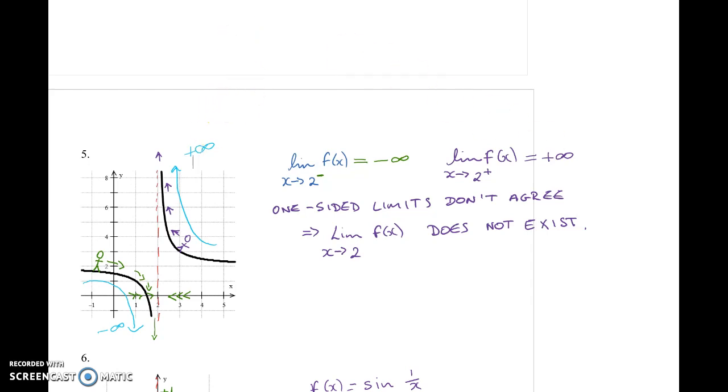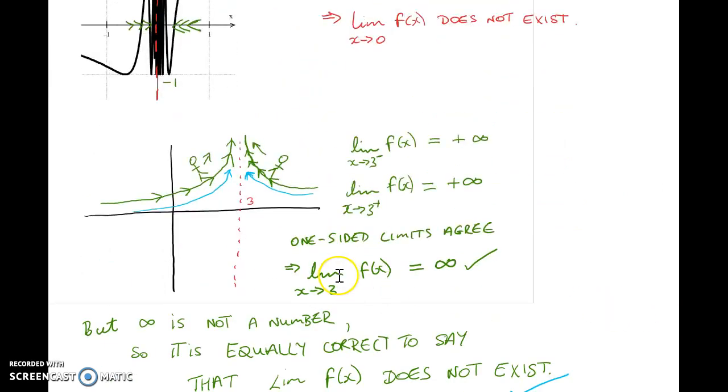Whereas in this last new example that I just added here at the end, because the graph is heading towards infinity from both sides, as you approach 3 from both sides, you have an option of saying that the limit is equal to infinity or that the limit does not exist.